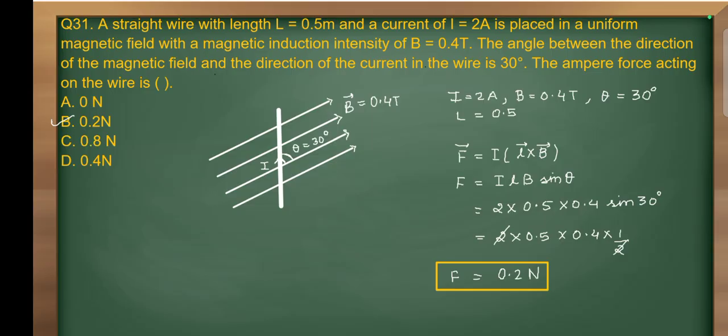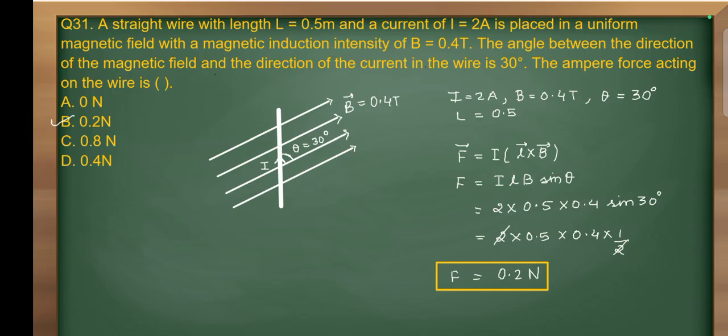A straight wire with the length L equal to 0.5 meter and a current I equal to 2 ampere is placed in a uniform magnetic field with a magnetic induction B equal to 0.4 Tesla. The angle between the direction of magnetic field and the direction of current in the wire is 30 degree. The ampere force acting on the wire is?